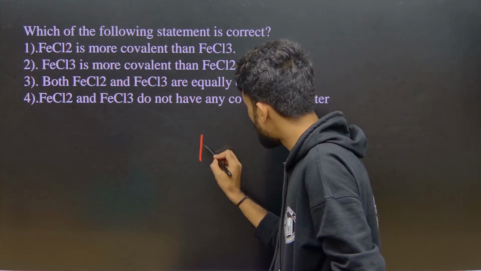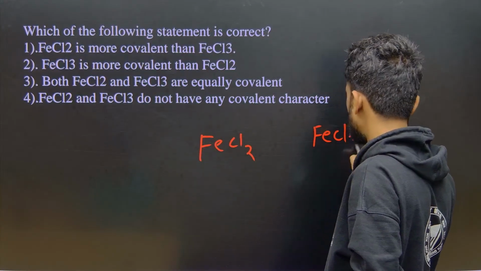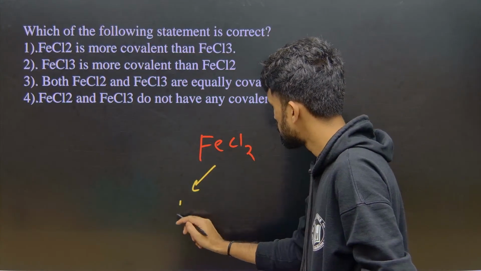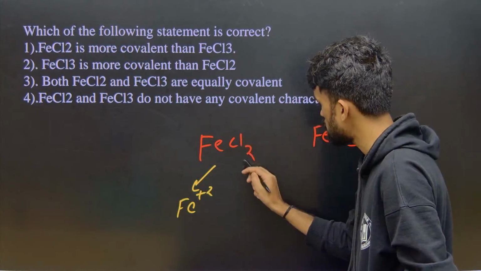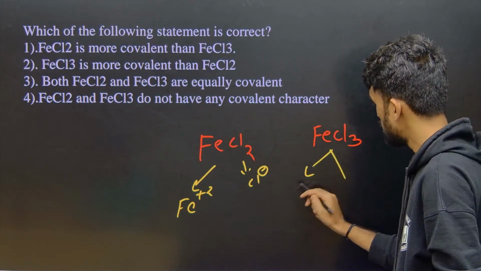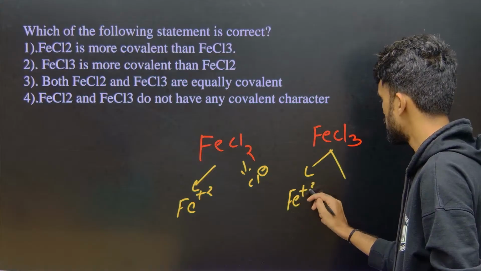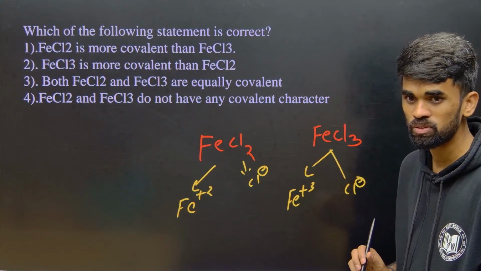Easy. Write the structures now. FeCl2, what is the cation here? Charge plus 2, and 2 chloride ions. Each one is a chloride ion. Here it is, FeCl3: Fe3+ with chloride ions. So the anions are the same. Our answer should be with respect to cations.